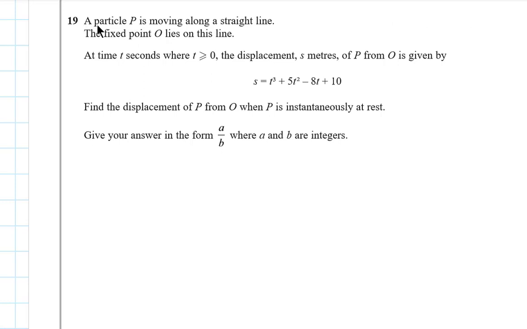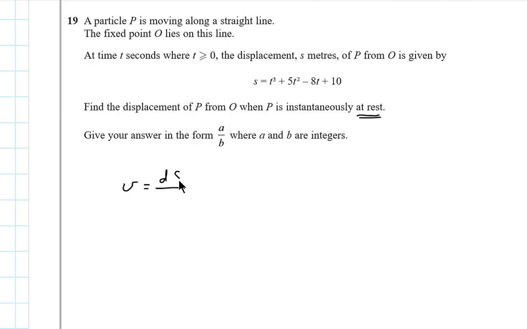Okay. Question 19. A particle P is moving along a straight line. The fixed point O lies on this line. At time t seconds, where t is more than or equal to 0, the displacement s meters of P from O is given by the following relation. Find the displacement of P from O when P is instantaneously at rest, which means V is 0. Put your answer in the form A over B, where A and B are integers.